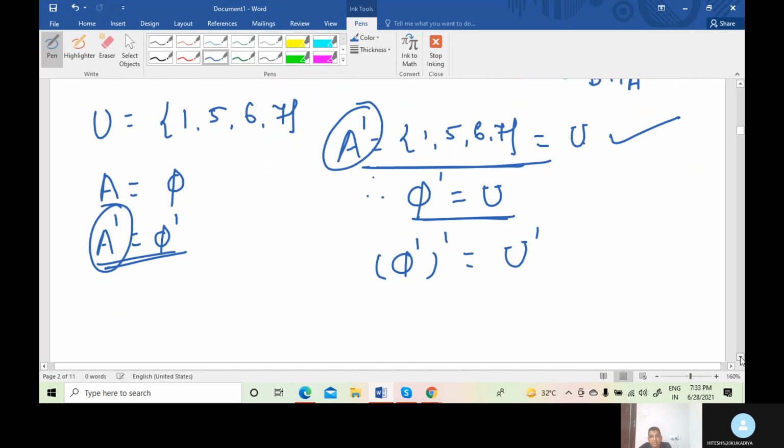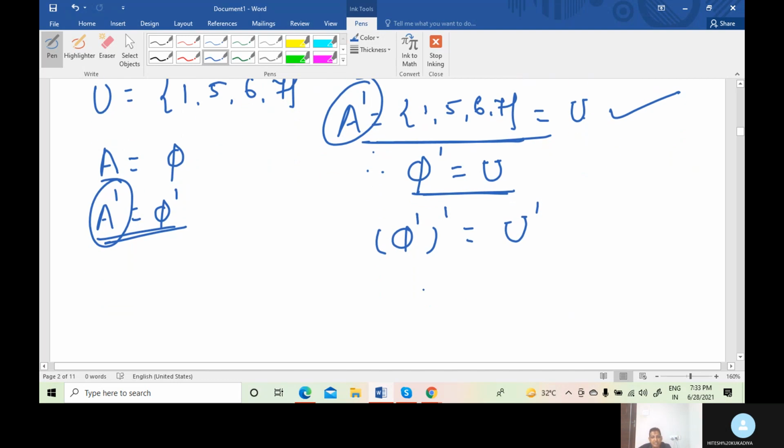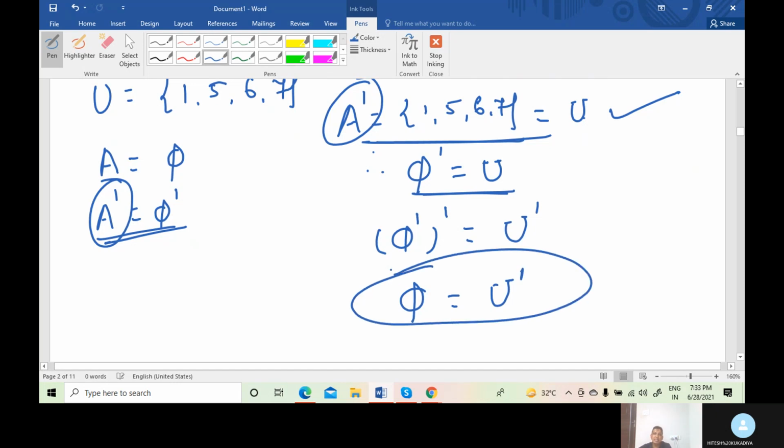Now on the left side apply our rules. Complement of complement is the set itself. So here it is the set itself, the null set, and here it is as it is. Right? So this is the second result. Complement of the universal set is the empty set. Okay, so this one is the most important MCQ, students.